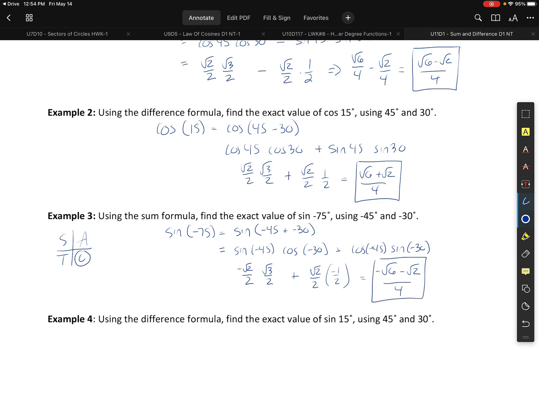And like I said, the same things over and over again. I'm not going to show the work for the last one, but the last one's going to be rad 6 minus rad 2 over 4. Same thing again.